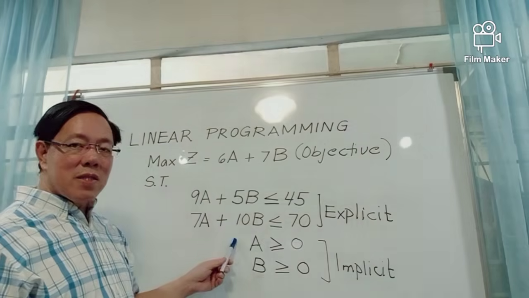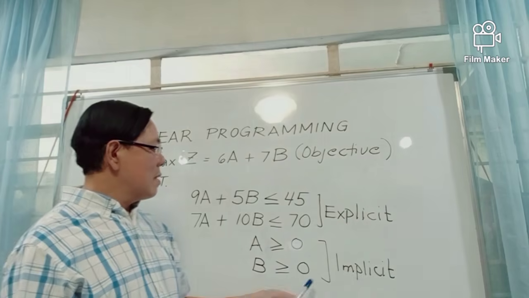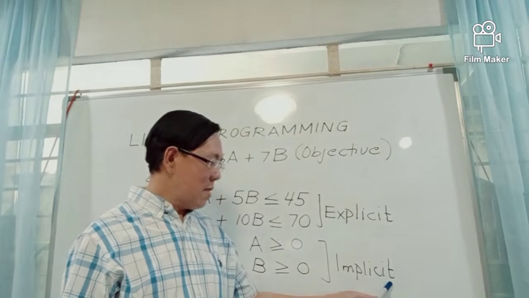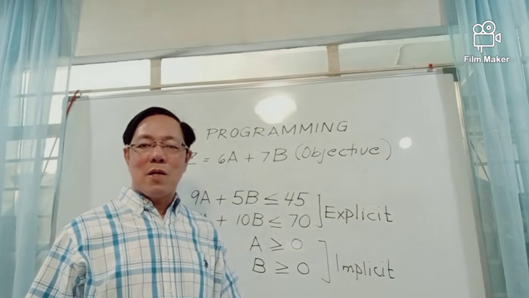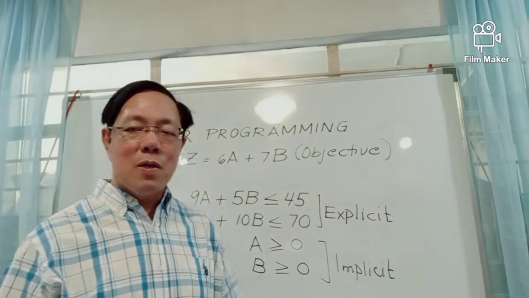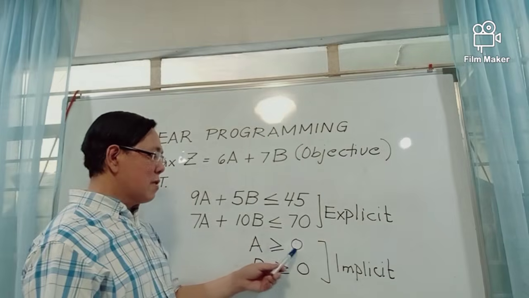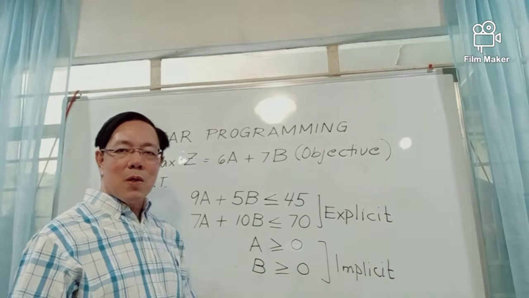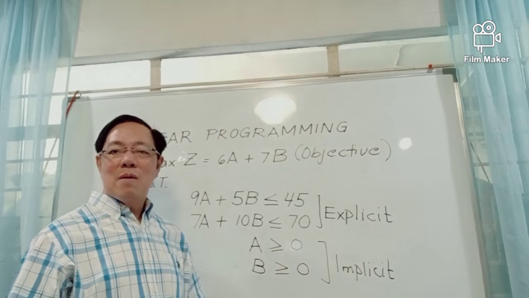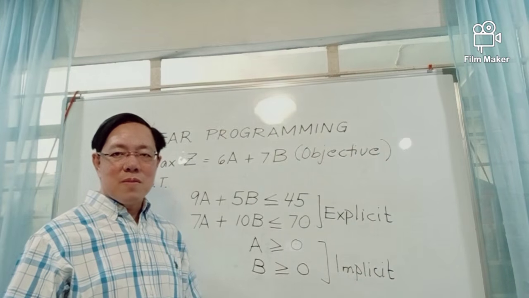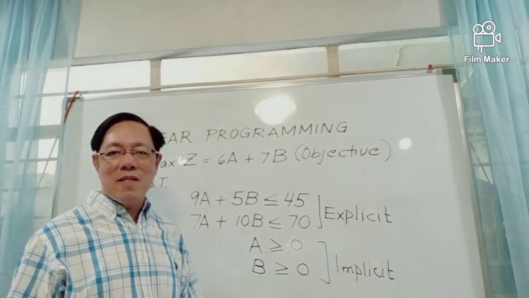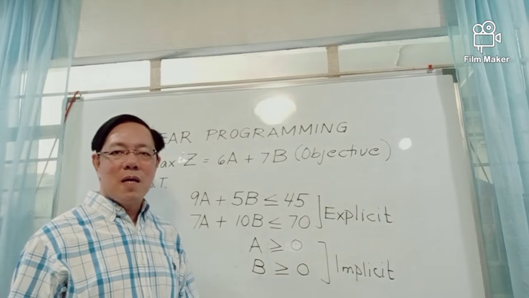And the third component of a linear program is known as the set of implicit constraints. And these constraints require the variables to have values that are positive, greater than 0, or 0. So in linear programming, the values of the decision variables can either be positive or 0. So these implicit constraints are also known as non-negativity constraints.